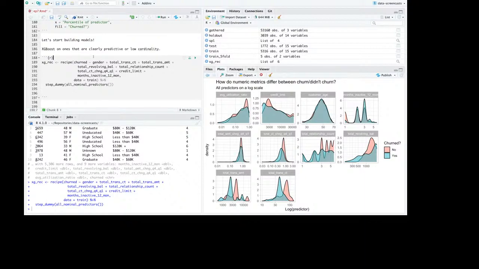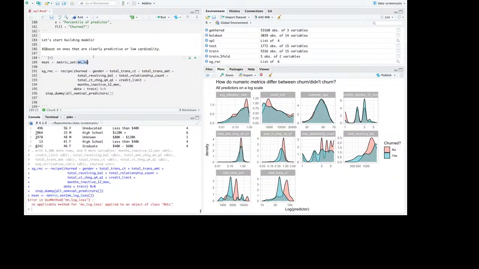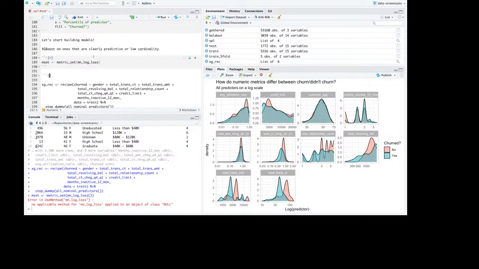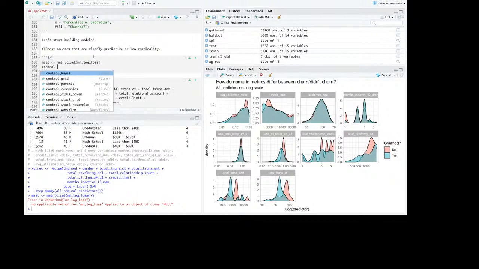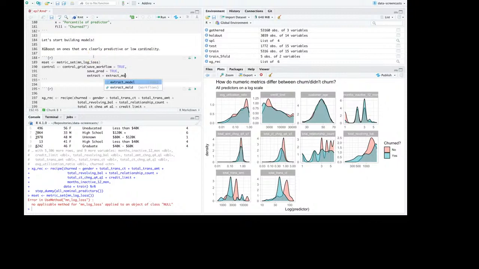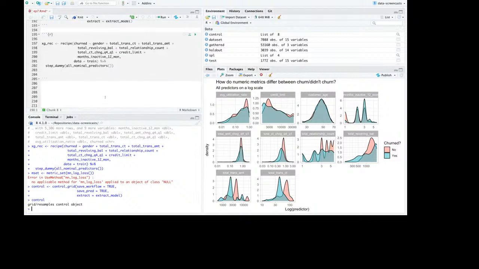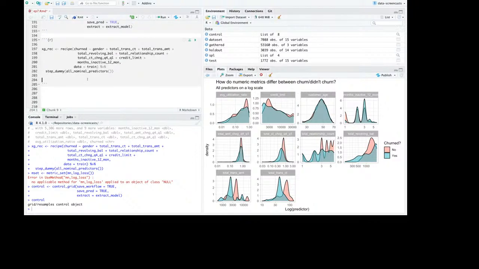And then, oh, I neglected to do a couple things. We are looking for metric set mean log loss. And I need control grid, save workflow true. I always like save pred true, and extract equals extract model. I like to grab these things. And yeah, then I'll do here's extra rec.